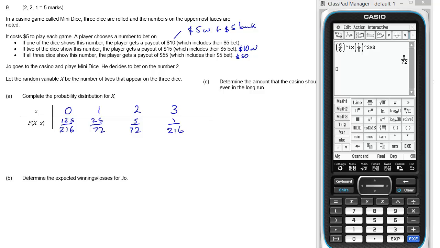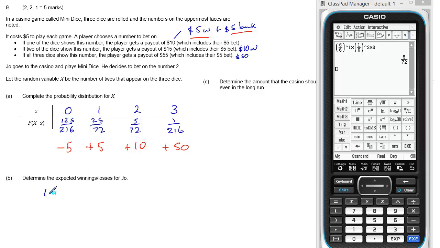Now let's just think about the situation for Joe. In this case he loses 5. In this case he's up by 5. Remember it was 5 winnings and he gets his 5 back. In this case he's up by 10, and in this case he's up by 50. That's not part of the answer to A, but we're going to need that. And where we're going to need it is this next bit, the expected winnings.